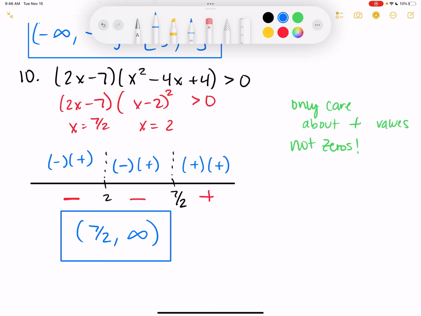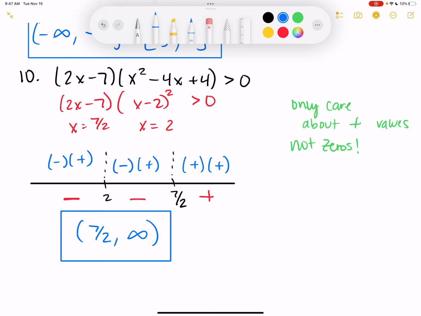-2 to not including, union 7/2 to positive infinity. Does anybody agree with him? Disagree with him? Is this the one that you only worry about the negatives? This one's a greater than, so you only worry about the positives. So I have bracket 7 halves to infinity.